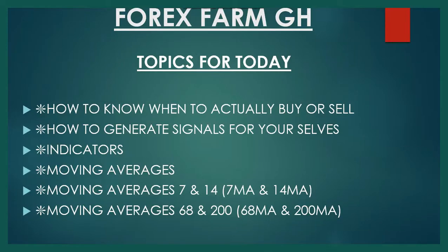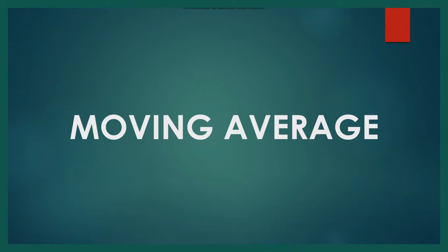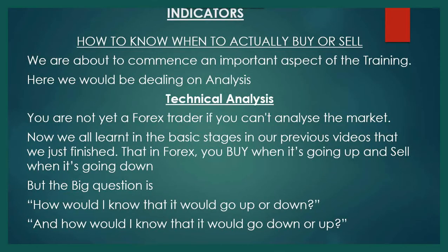In this video we are going to treat how to know when to actually buy or sell, how to generate signals for yourselves, indicators, moving averages, and we'll look at moving average 7 and 14, and we'll also look at moving average 68 and 200. Moving average. How to know when to actually buy or sell.